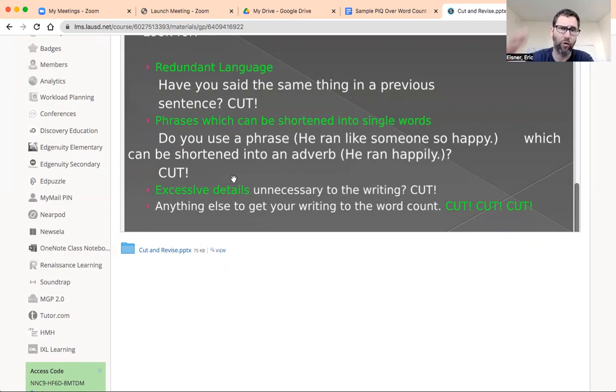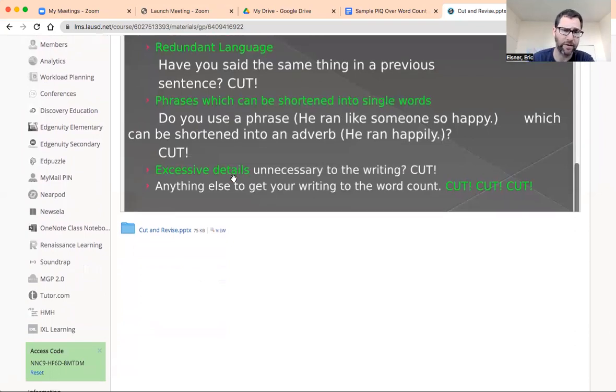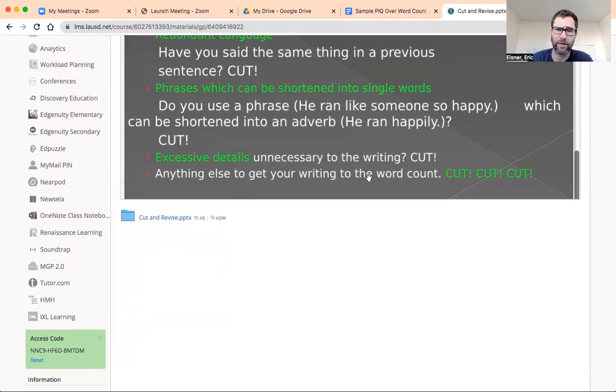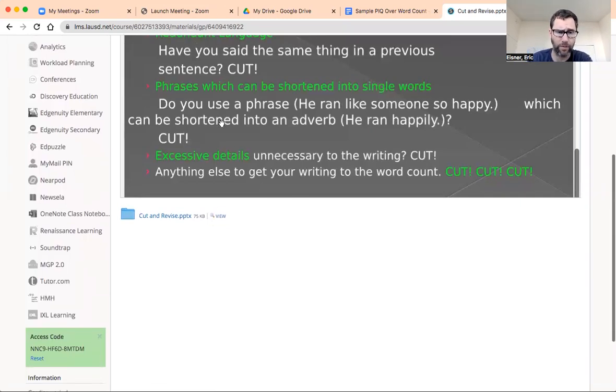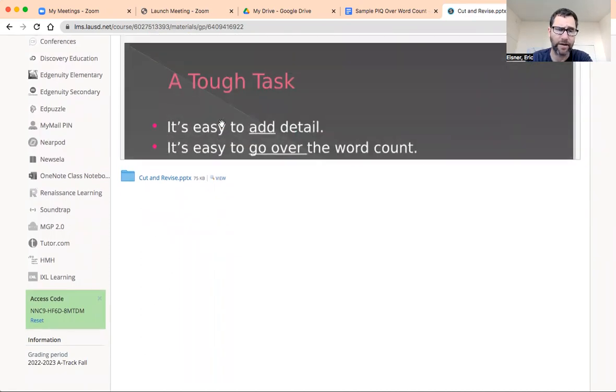Sometimes people just add more and more detail and it kind of loses the train of thought. Choose the most important details, and cut anything else added just to get your writing to the word count. Cut, cut, cut. 350 for the PIQs is a pretty hard number. So let's see an example.